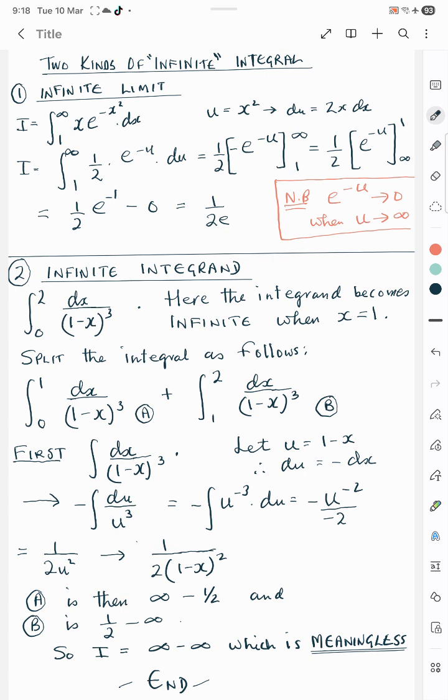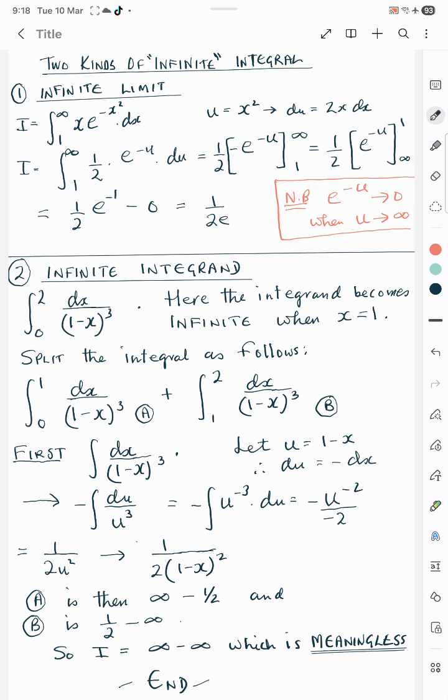And the second kind is when the integrand itself becomes infinite, even though the limits are finite. Okay, and in this particular case, where we have the integral between 0 and 2 of dx over 1 minus x all cubed, the integrand becomes infinite when x equals 1.